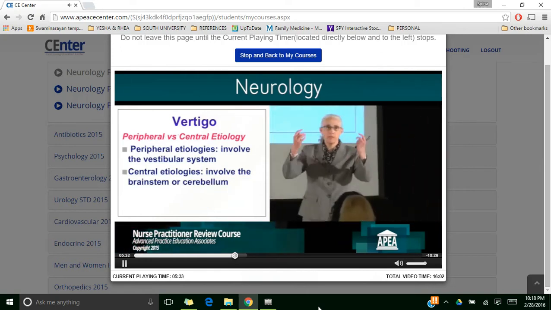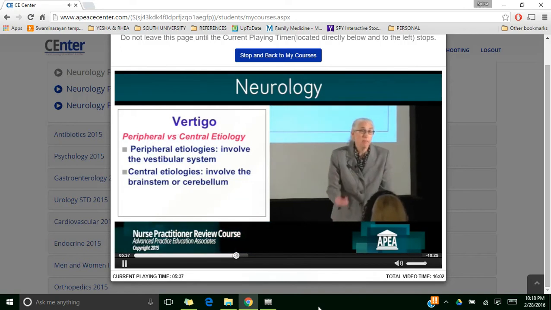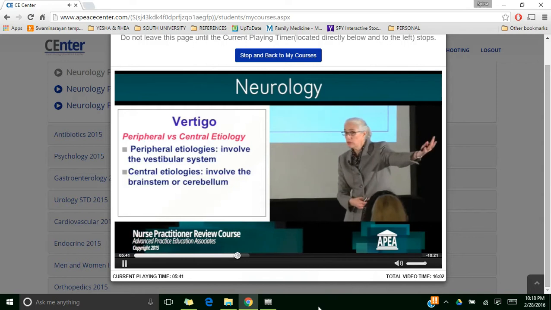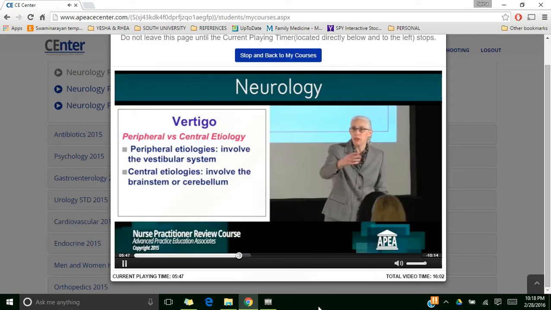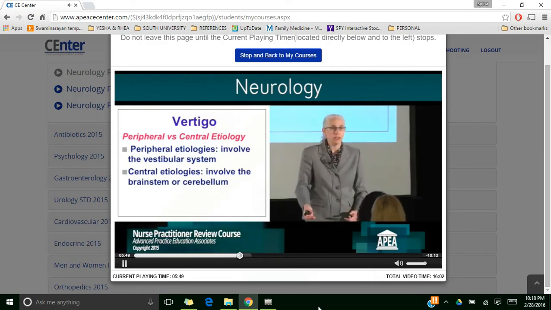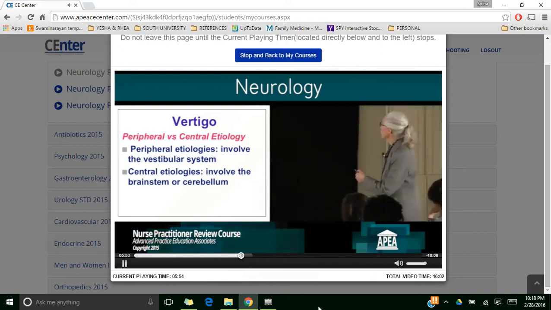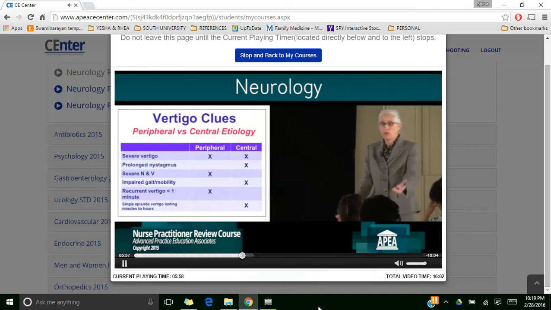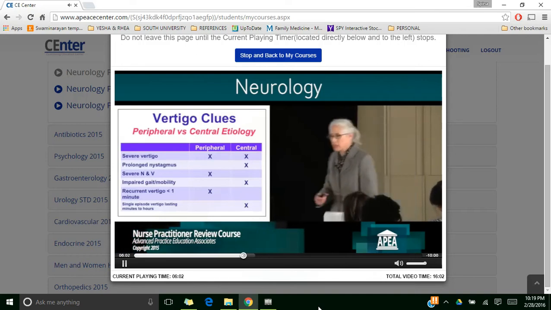The severity of the vertigo has nothing to do with whether it's central or peripheral, but these two clues do. The first one, someone who's got vertigo and is unable to walk, they're not your patient anymore. They have impaired gait and mobility, not because they're so dizzy they're going to run into the wall, but they are unable to walk. They need to go to an ER or get them into neuro right away. That's one big clue.